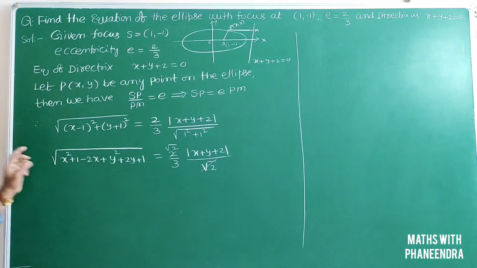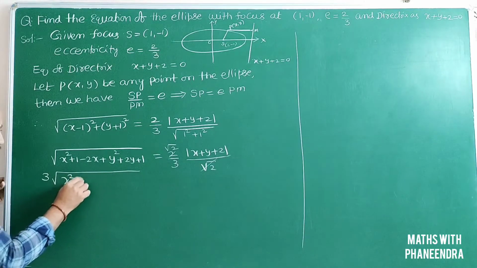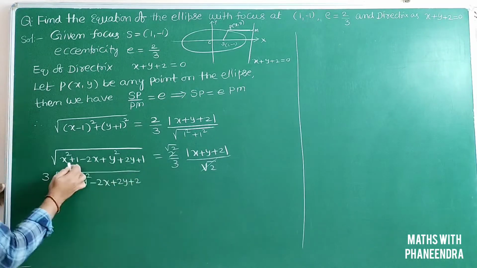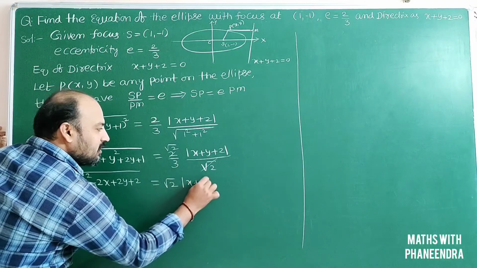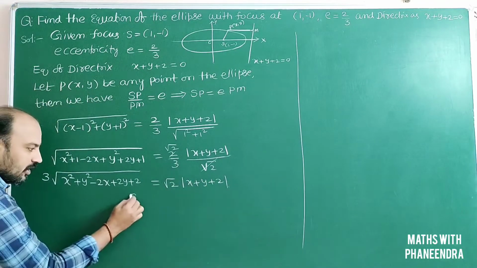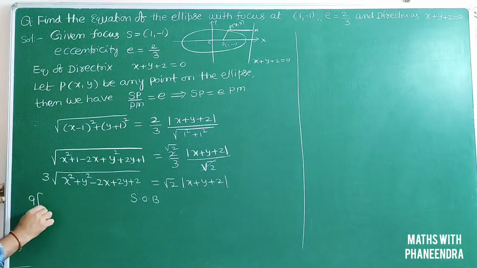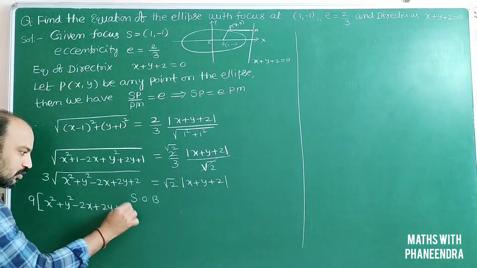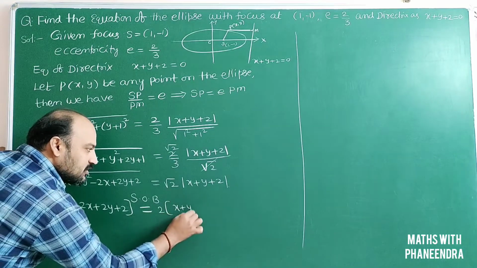So cross multiply. 3 into square root of x square plus y square minus 2x plus 2y plus 2, since 1 plus 1 is 2, is equal to root 2 into (x plus y plus 2). Now squaring on both sides. 3 whole square is 9. Keep the bracket; root and square are going to cancel. x square plus y square minus 2x plus 2y plus 2, bracket close, is equal to root 2 whole square, which is 2, into (x plus y plus 2) whole square.